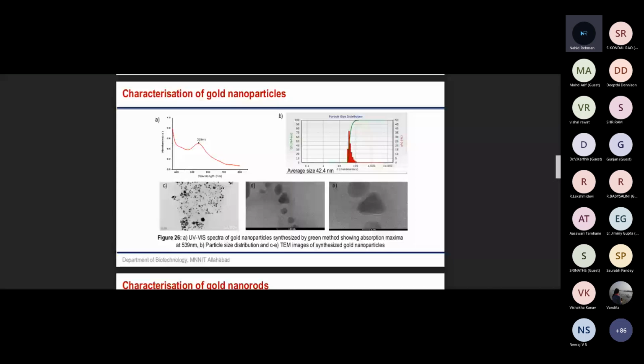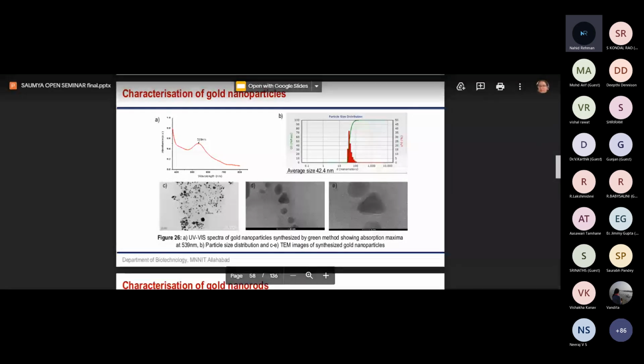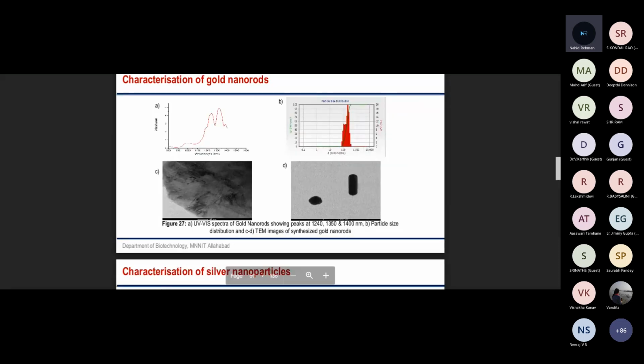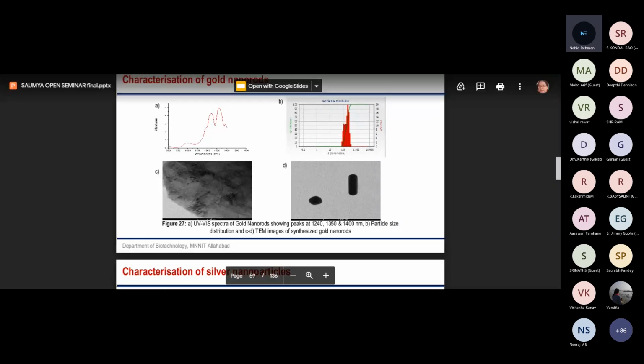As you can see here, there is quite a wide distribution in the size, as is clear using this particle size analysis distribution, which is your DLS study, dynamic light scattering study. So this is the way of characterizing your nanoparticle. Here you see that some of them are in the form of a rod. You can see here, this is the rod. But in this case the plot is also changed.